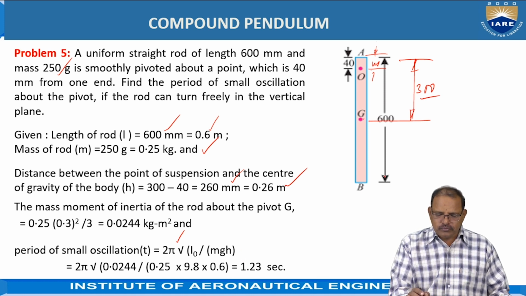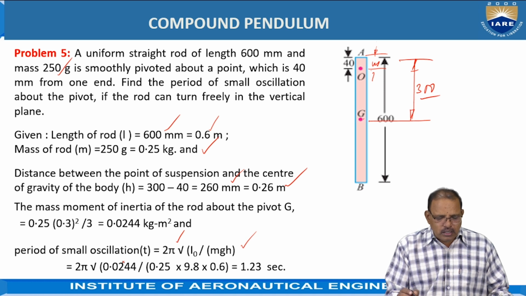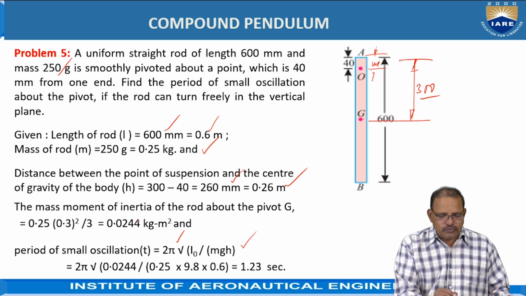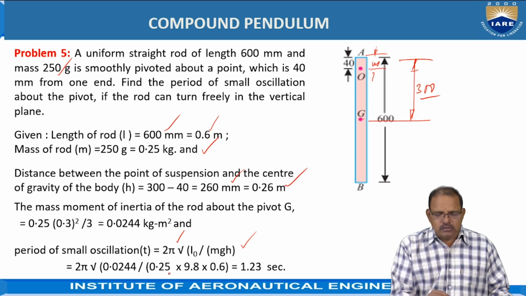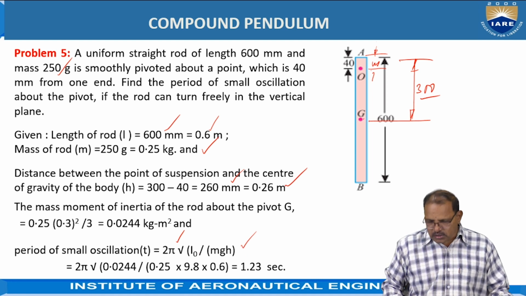0.6, that is the length. It is equal to 2 pi into under root of I naught, the moment of inertia about its CG, equal to 0.0244 divided by mgh. M is equal to the mass of the pendulum, 0.25 into 9.8 into 0.6, which is equal to 1.23 seconds.